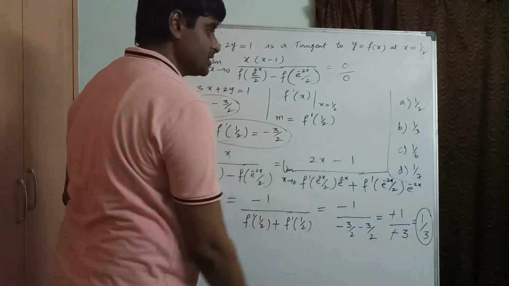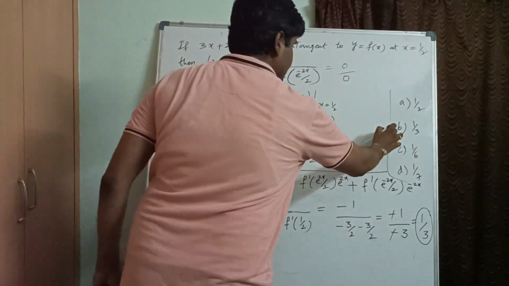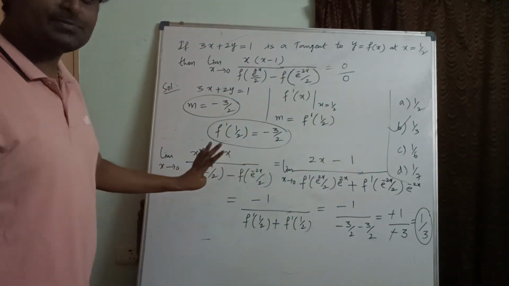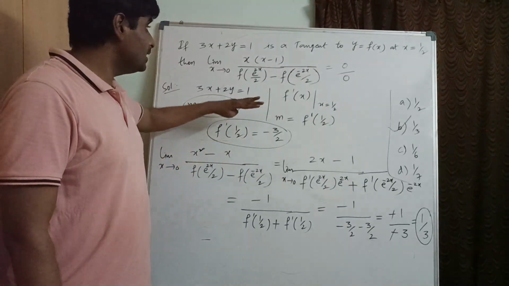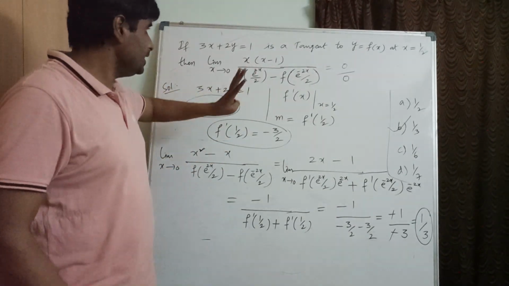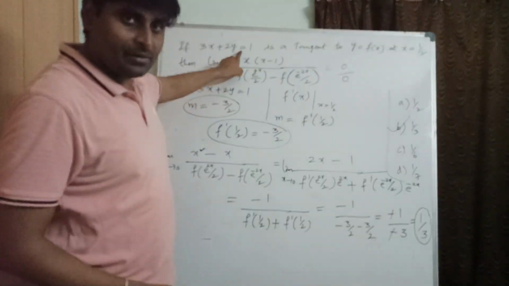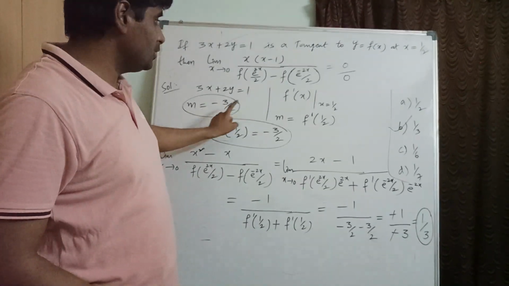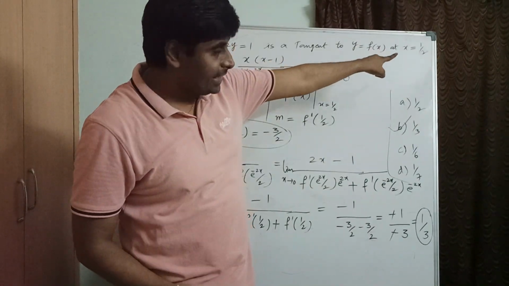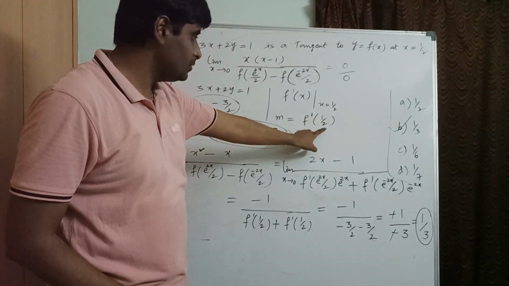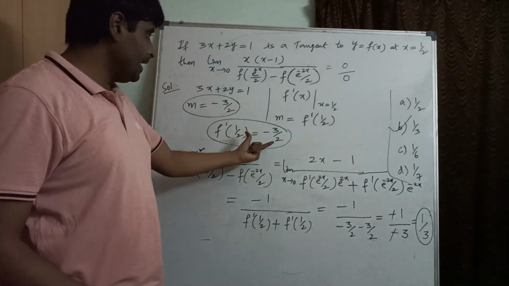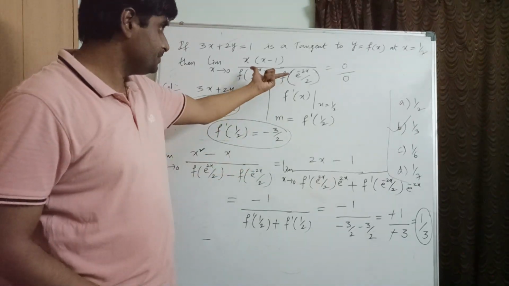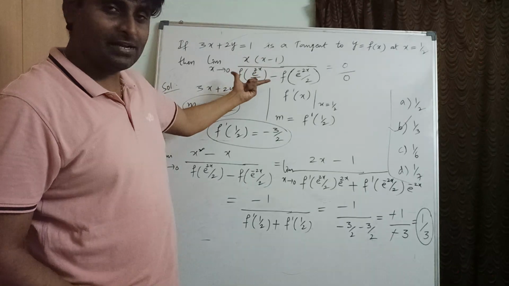Which of the following options is correct? Option B is correct. It's very easy to understand. This model is important and will be very easy. Here the tangent is given, which means the slope is given. This slope given means it will be equal to the derivative at x equal to 1 by 2, that is f dash of 1 by 2. F dash of 1 by 2 is minus 3 by 2, which we can use for the future in solving this limiting value.